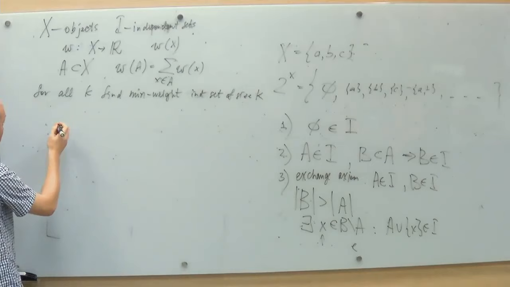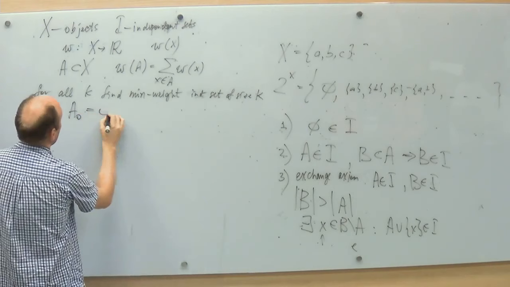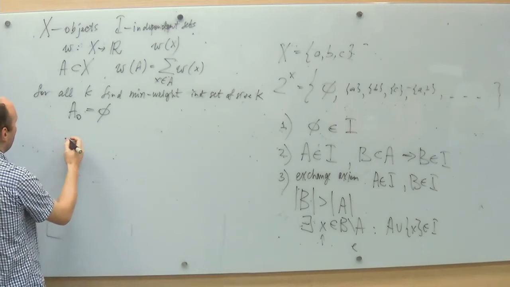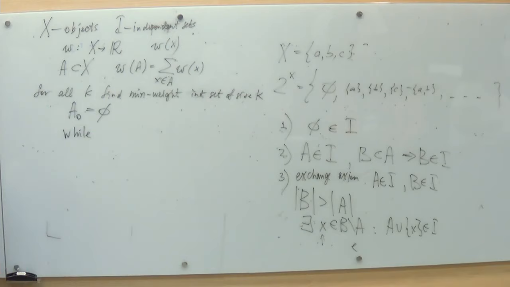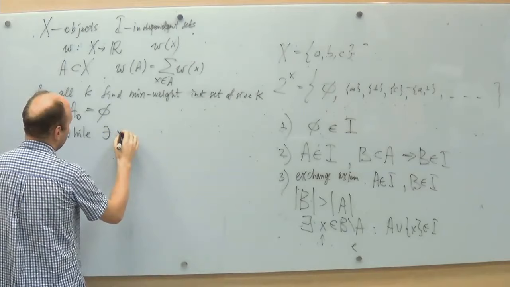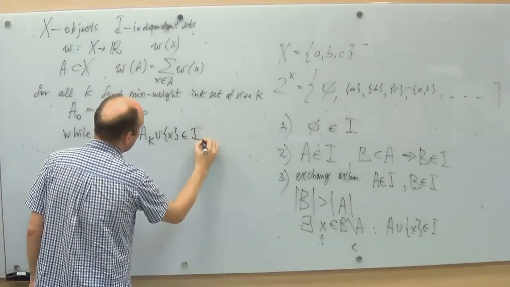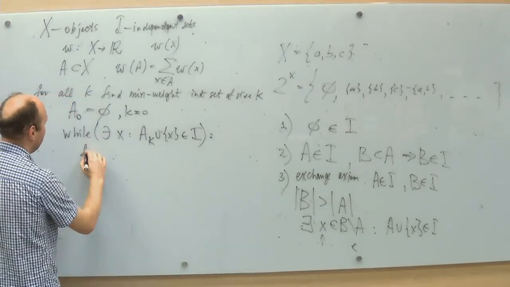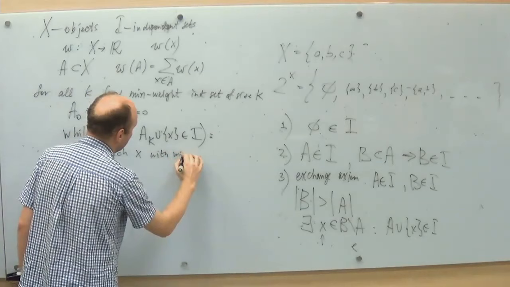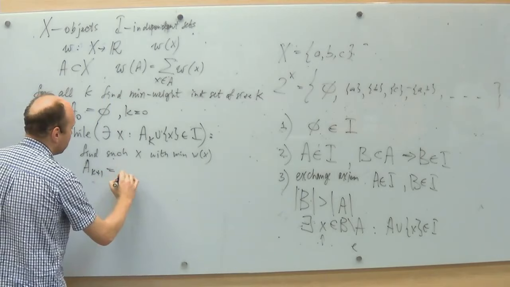So again, let's start. A0, the minimum possible weight set of size 0, is an empty set. Then I will write it in some English. While there exists an element x such that A_k united with x is independent, we do the following. Find such x with minimum weight and say A_{k+1} is A_k united with x.